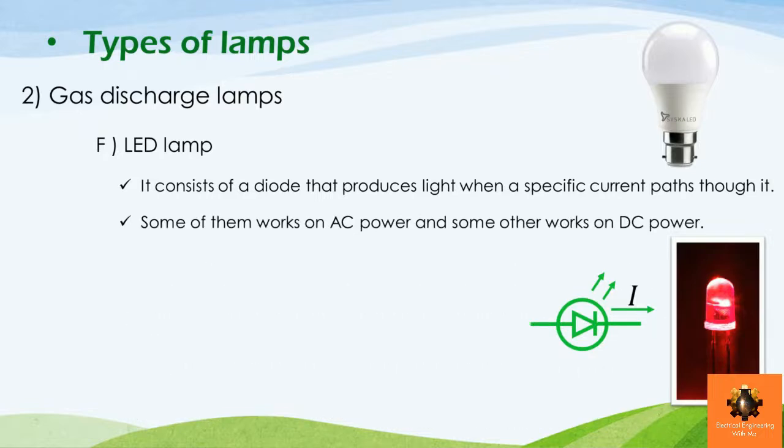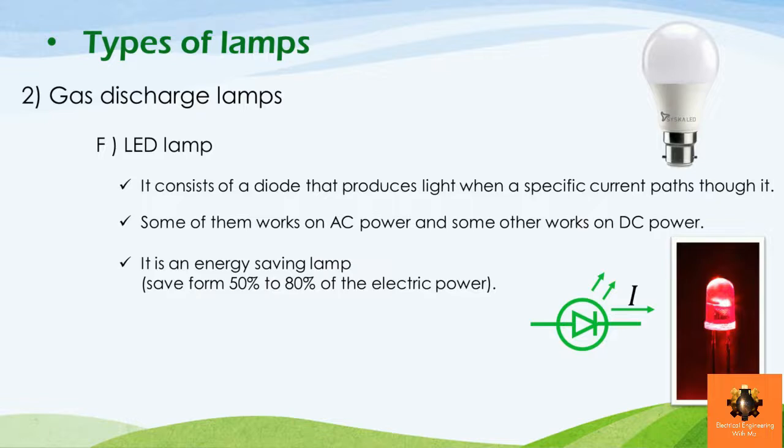And some of those LED lamps work on AC power, and some others work on DC power. And the best advantage of the LED lamps is that they are energy saving lamps, so they save about 50 to 80% of the input power, and this means that the LED lamps have fewer losses with respect to the other types of lamps, so they save electricity at higher ranges. And also the second advantage of the LED lamps is that it's a safe technology, so it doesn't harm or pollute the environment.